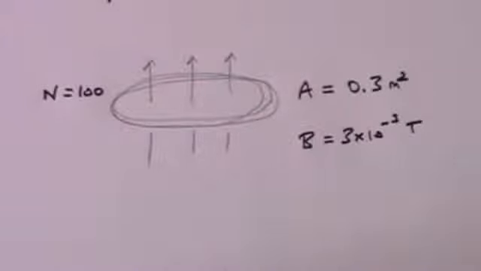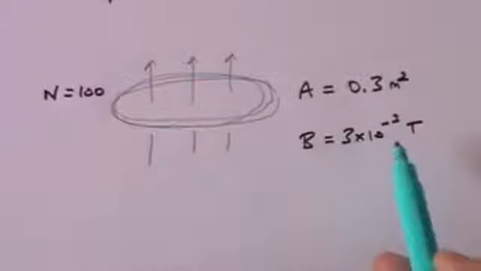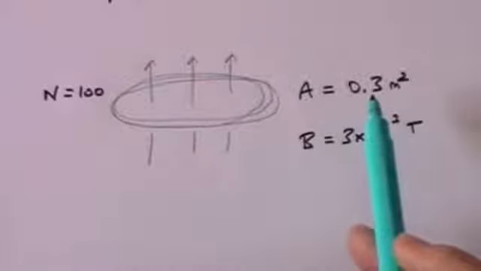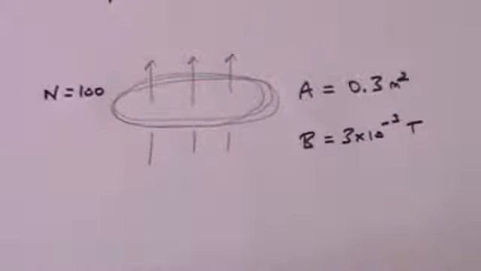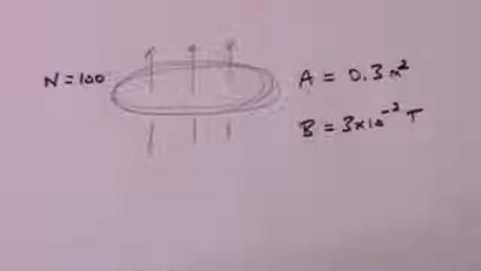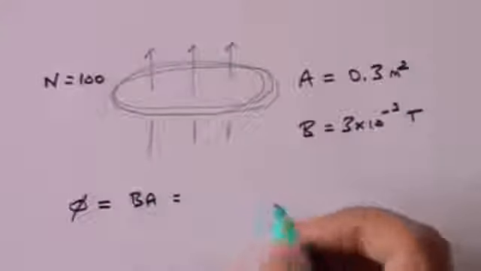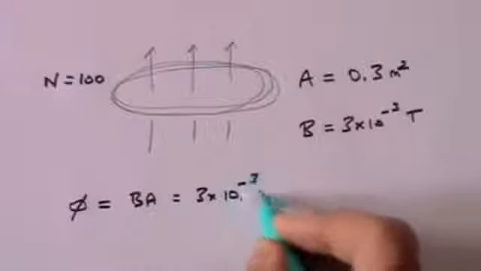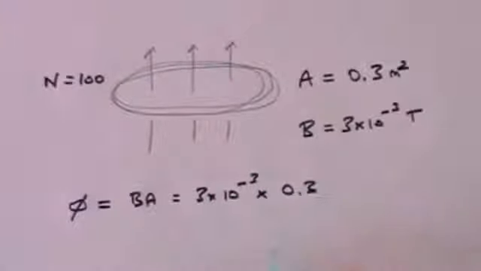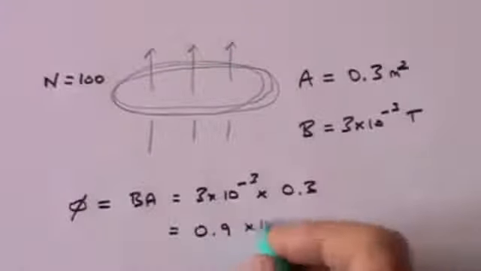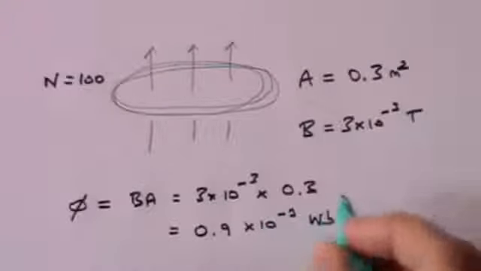Question 5. We have a coil, and through that coil and perpendicular to it is a magnetic field. The magnetic field is 3 times 10 to the minus 3 Tesla. The cross-sectional area of the coil is 0.3 meters squared. The first part of the question is, what is the flux through the coil? Well, flux we know is equal to BA, so that's simply going to equal B, which is 3 times 10 to the minus 3, times the area, which is 0.3 meters squared, and that comes to 0.9 times 10 to the minus 3 Weber.